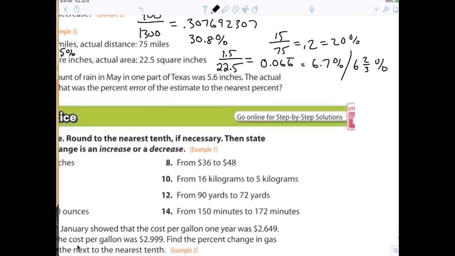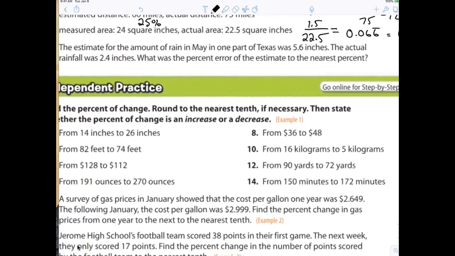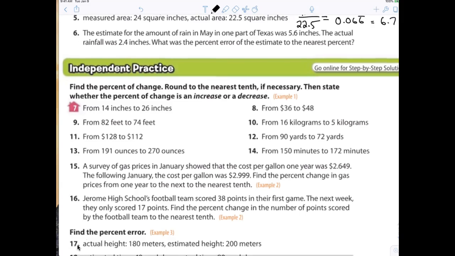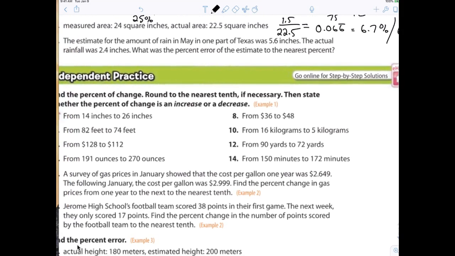All right? So here we go. The estimate for the amount of rain in one part of Texas is 5.6 inches. The actual rainfall is 2.4 inches. What was the percent error of the estimate? Okay, so you subtract 2.4 and 5.6 and you get 3.2. 3.2 divided by 5.6.